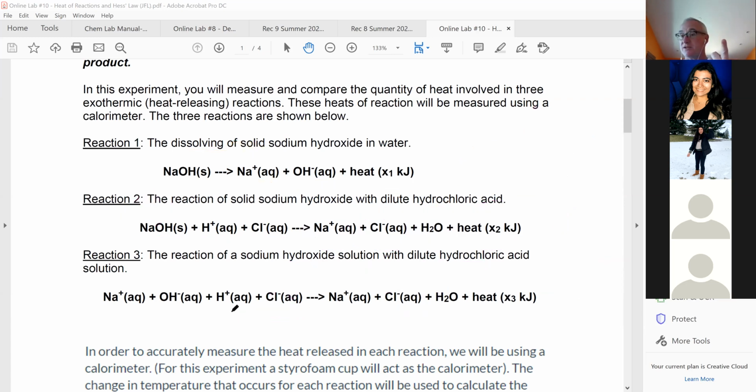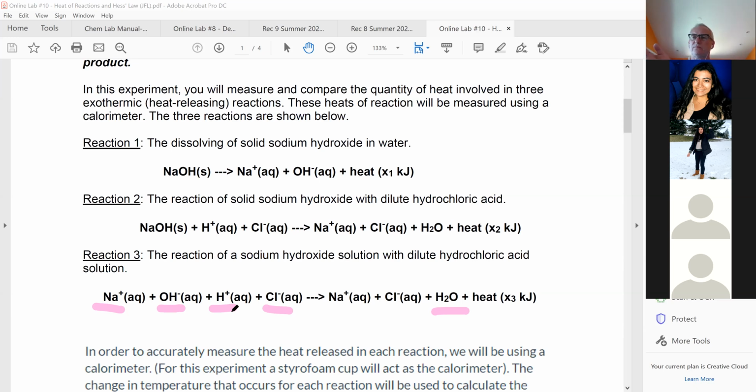instead of taking solid sodium hydroxide this time, we're going to take a solution. So this time the sodium hydroxide is already in solution. So I already have my sodium ions and my hydroxide ions. And then we're going to use the same strong acid. So I'll have my H plus, my Cl minus there. And basically it'll be the same reaction as the last one. We'll get the same products as the last one. Sodium ions, chloride ions, and water, and some heat being involved.